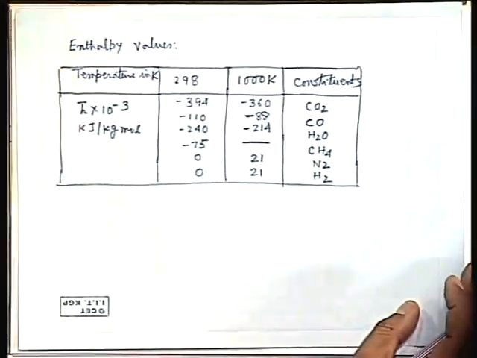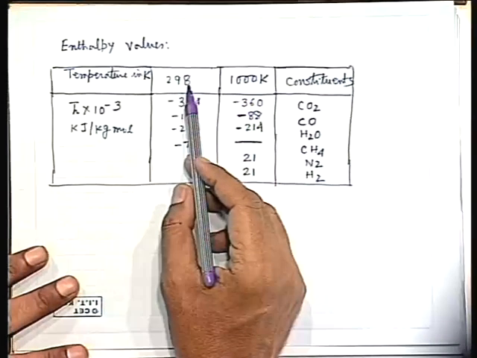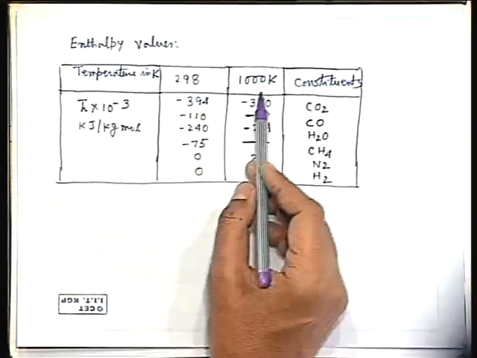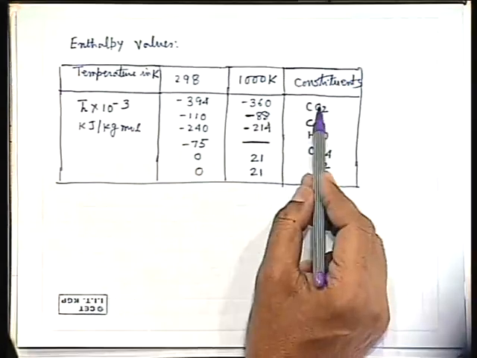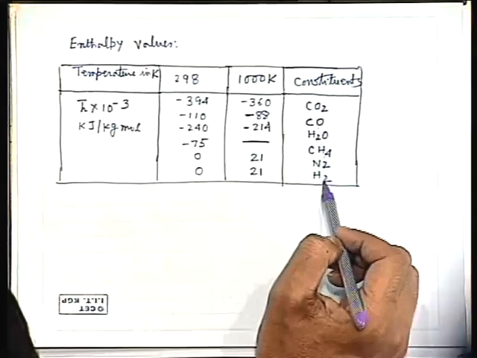Now enthalpy values are given like this. These are the different temperatures. 25 degrees Celsius is the temperature at which the methane and air were supplied. 1000 K is the combustion products temperature, and these are the constituents: CO2, CO, H2O, CH4, N2, H2. Now you see how we proceed with this equation.